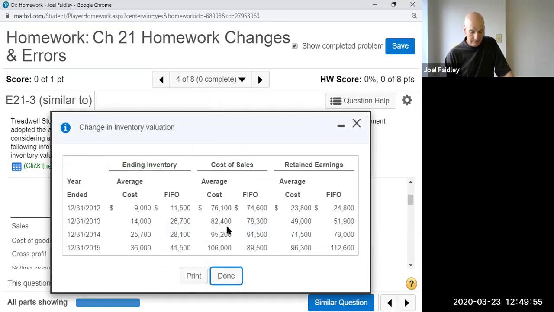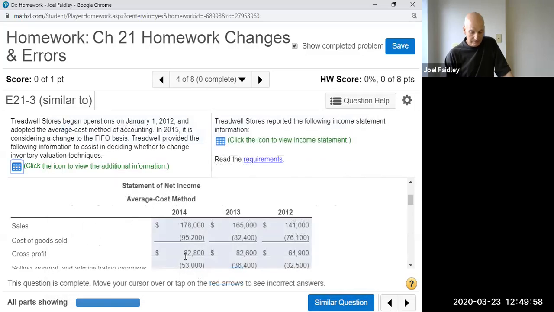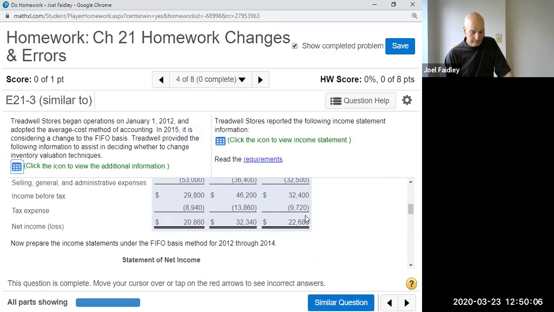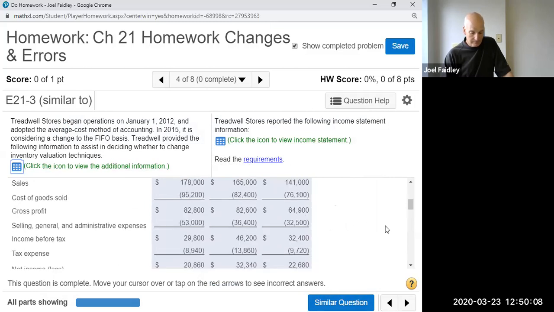76.1, 82.4, 95.2. There it is, 76.1, 82.4, 95.2. They go in the opposite direction. Here's the latest year going back. All right. Leave it there for a second so you can see it.